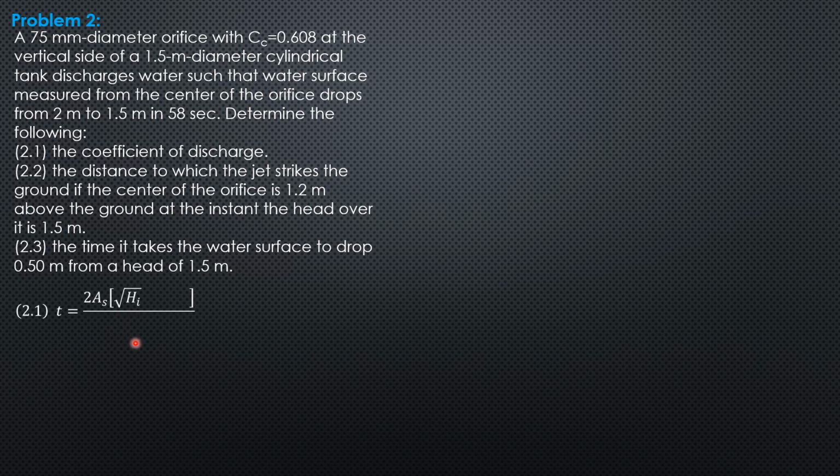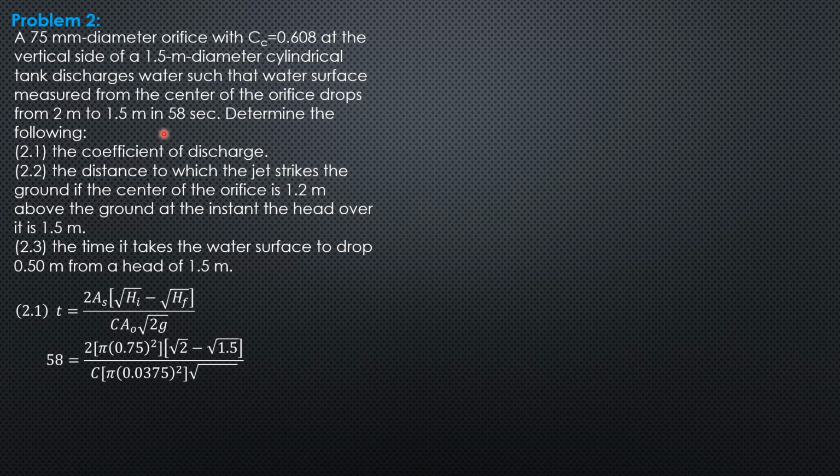So T equals 2 A_s, quantity square root of H_i minus square root of H_f, over C_d a_o square root of 2g, where area A_s is constant and it is the area of the cylindrical tank. So time is 58 seconds. Area A_s is pi times 0.75, the radius squared. Then quantity square root of 2 minus square root of 1.5, over C, which is unknown.